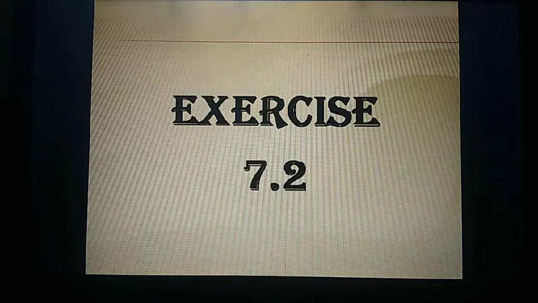Now we will move to exercise 7.2. In exercise 7.2, I will explain question number 9 and question number 10. Moving to 9. If triangle ABC and PQR are to be congruent, name one additional pair of corresponding parts. What criteria did you use?